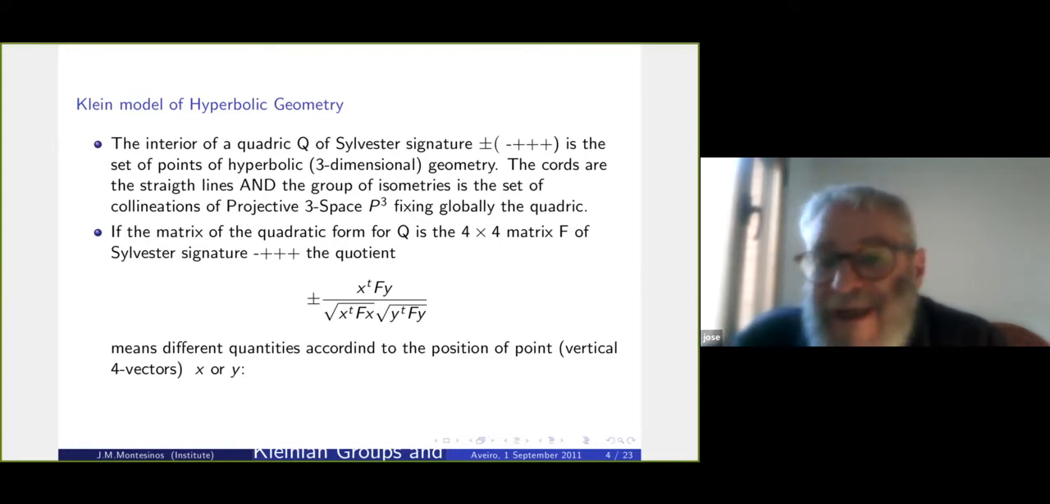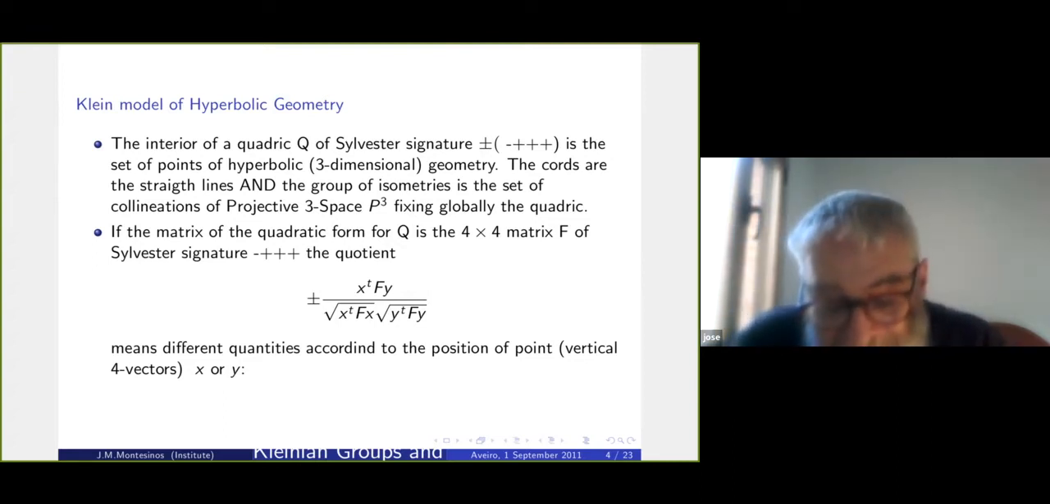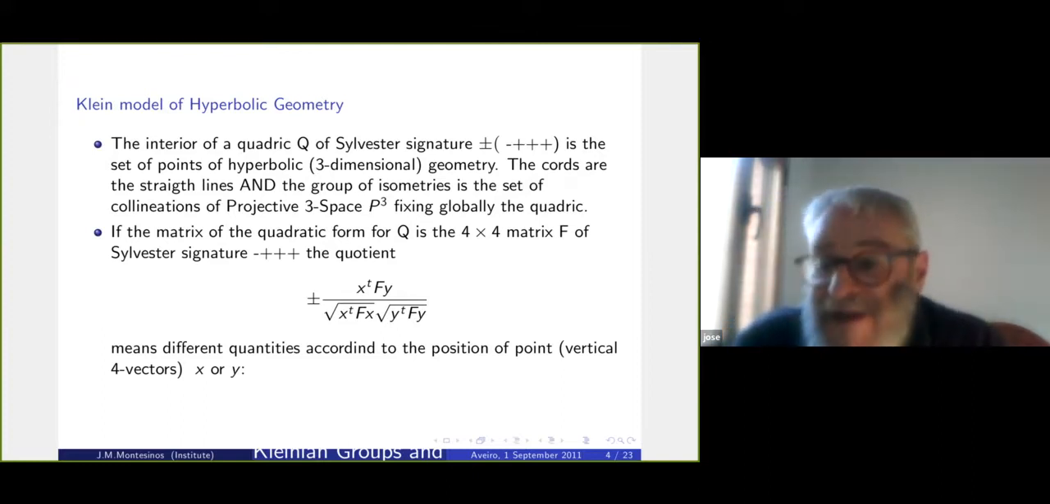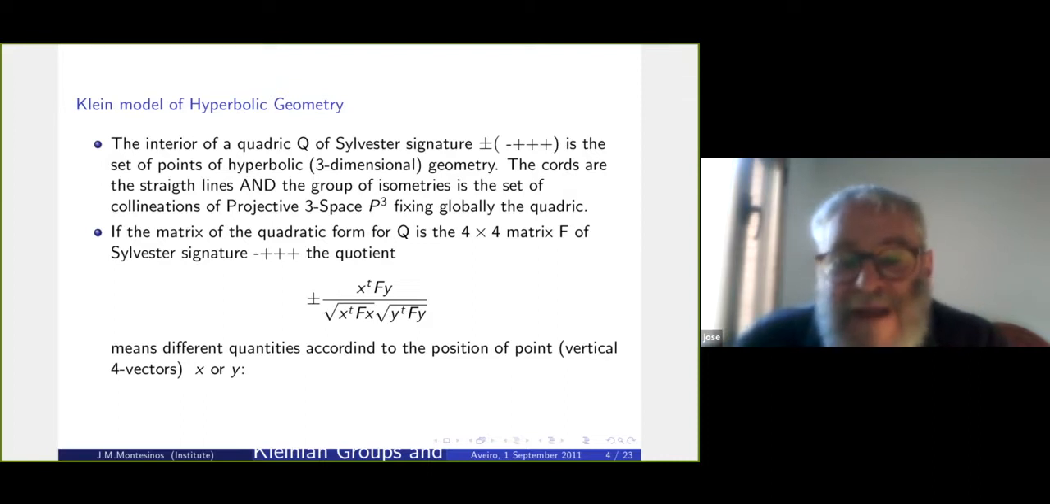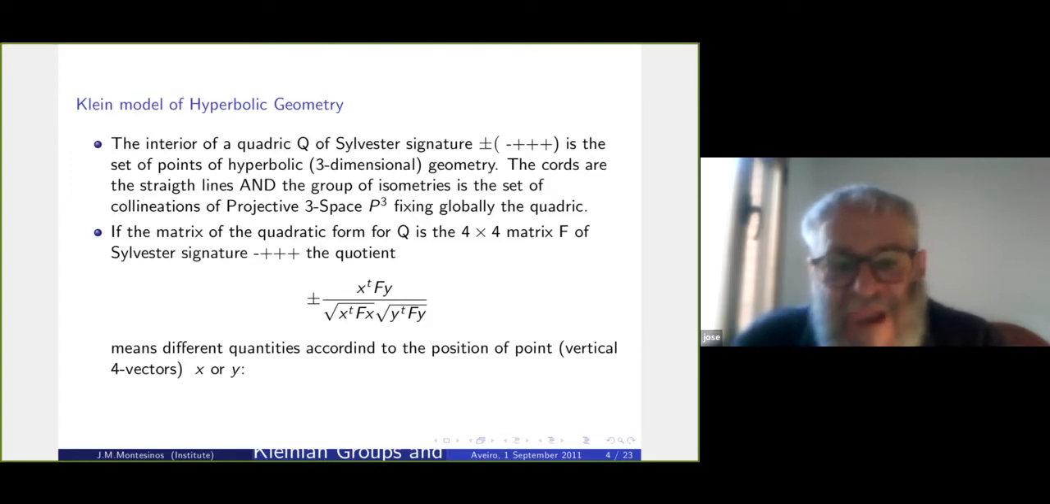If F were a quadratic form of the type plus, plus, plus, plus, for instance 1, 1, 1, 1, then the quadric would be a sphere. That is what we know perfectly well from spherical geometry. But here the form F is not definite, it's indefinite.